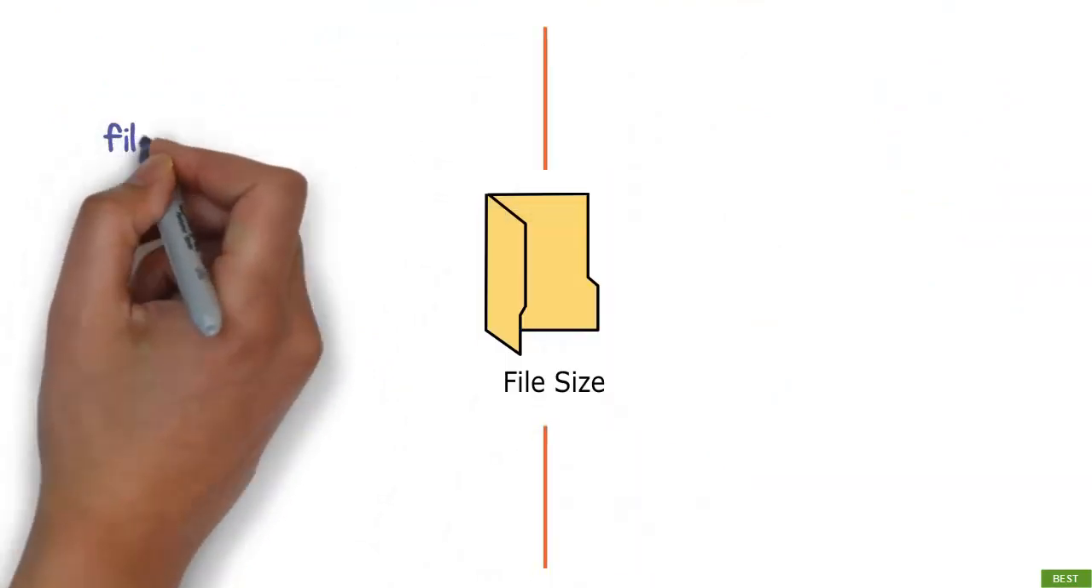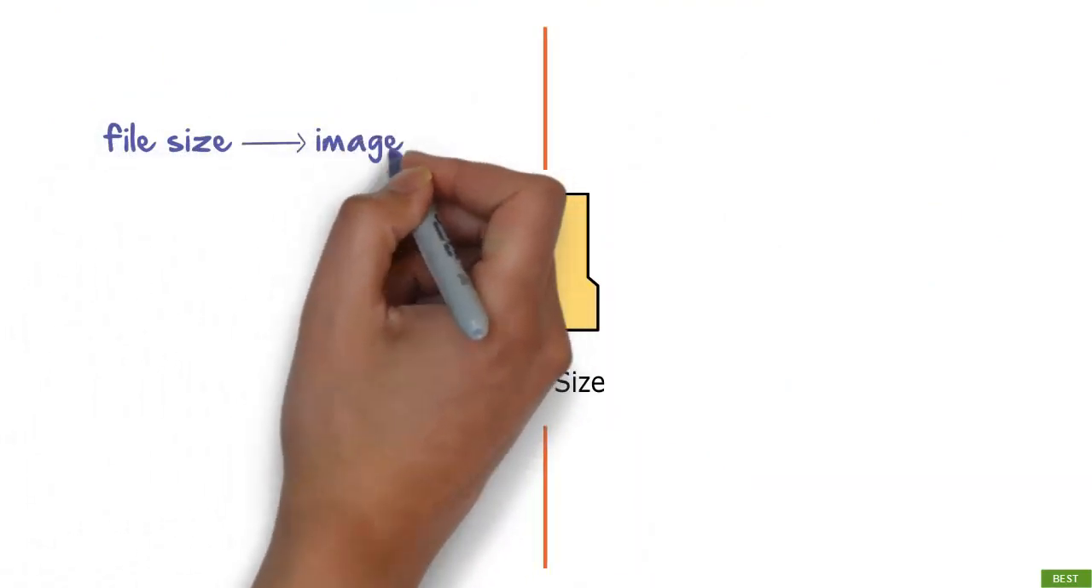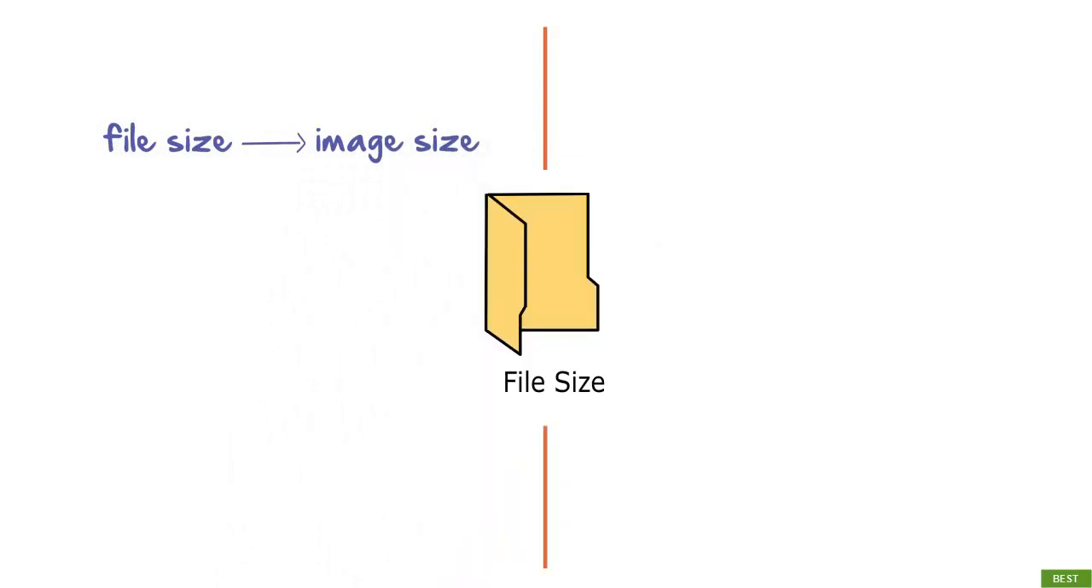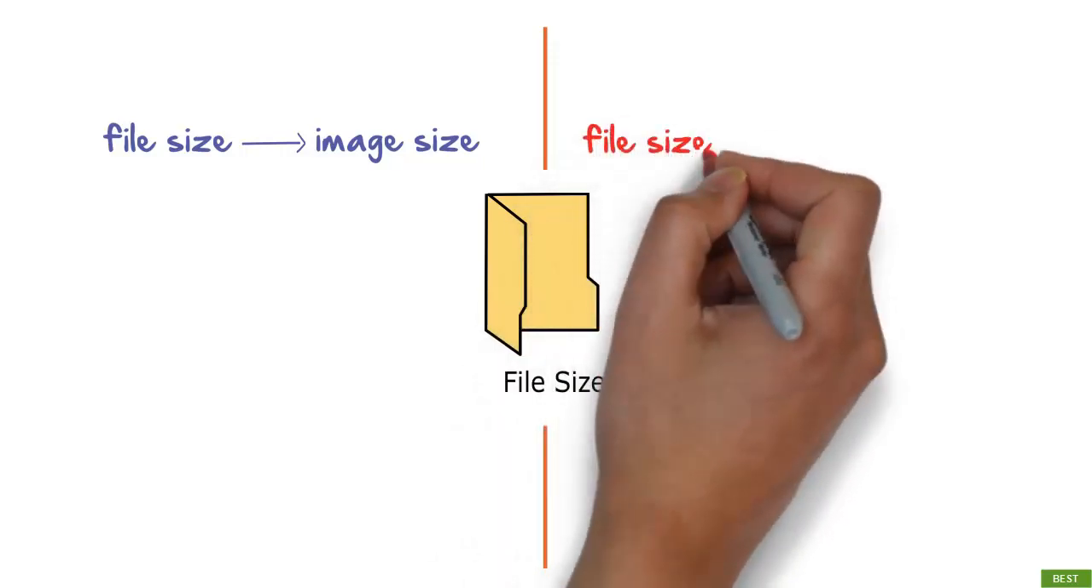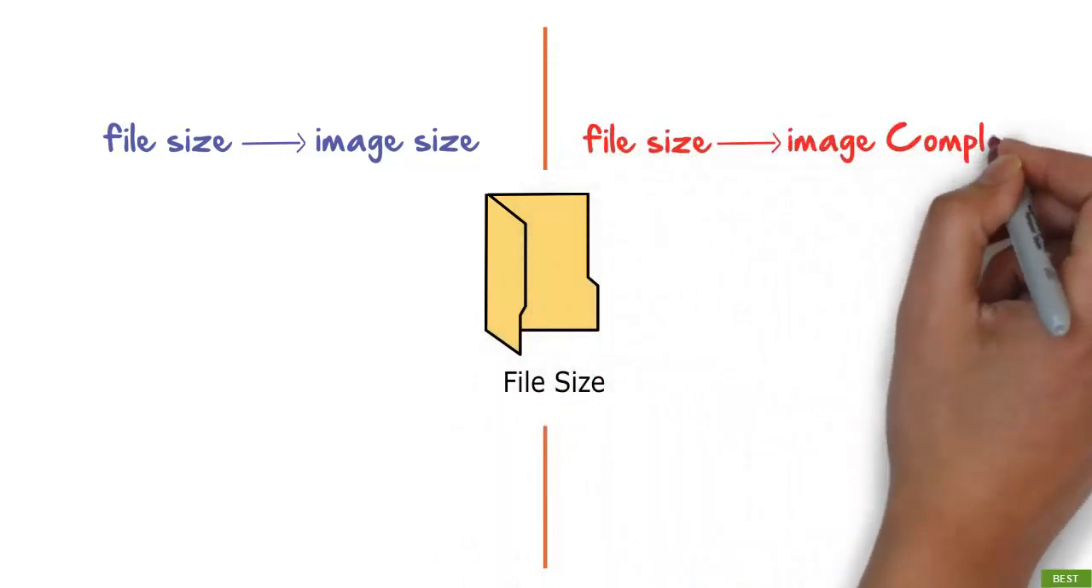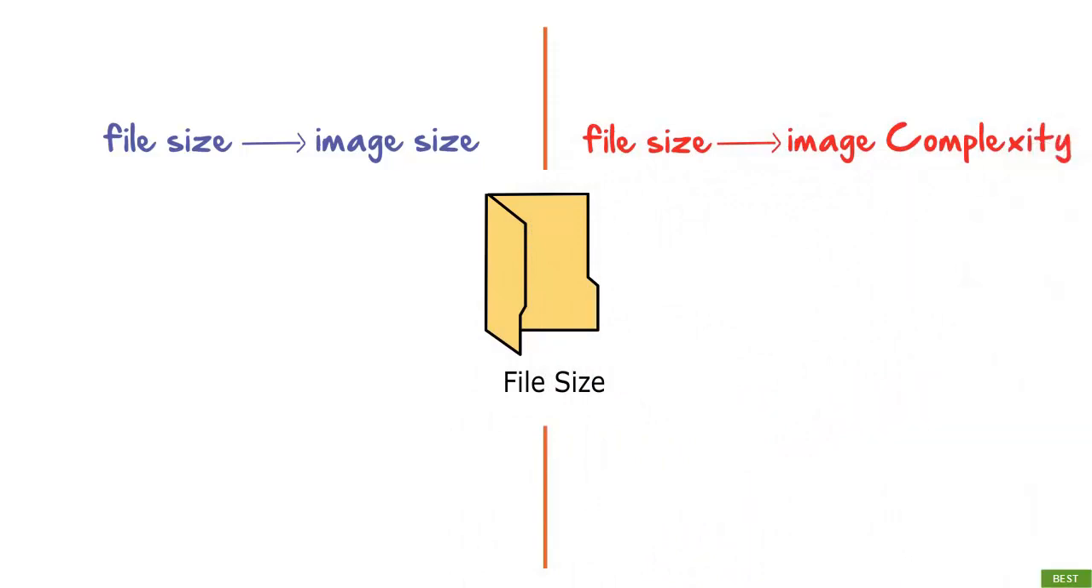For bitmaps, the file size depends on the image size. When the image size increases, that means the number of pixels will increase, so the total file size will be larger. For vectors, the file size depends on the image complexity. As the number of objects used to form the image increases, the image size will increase.